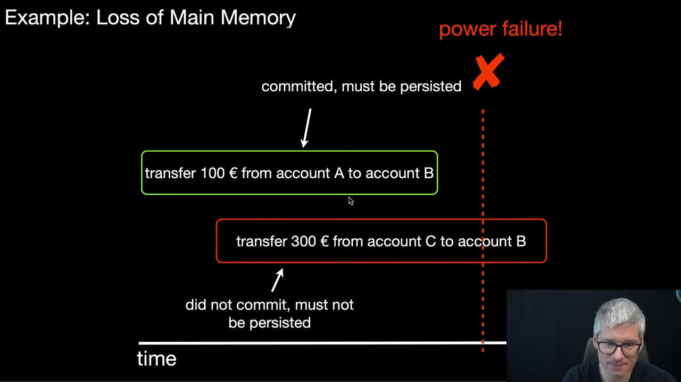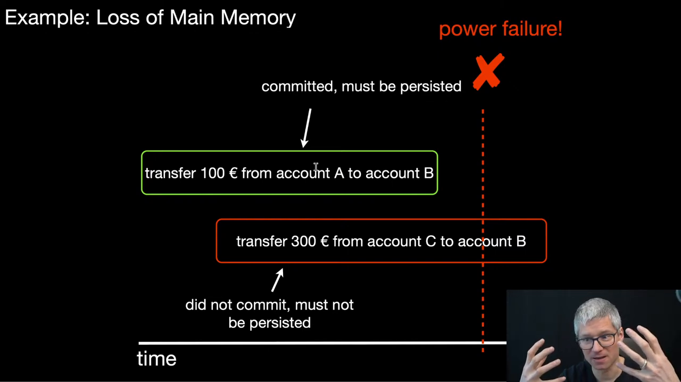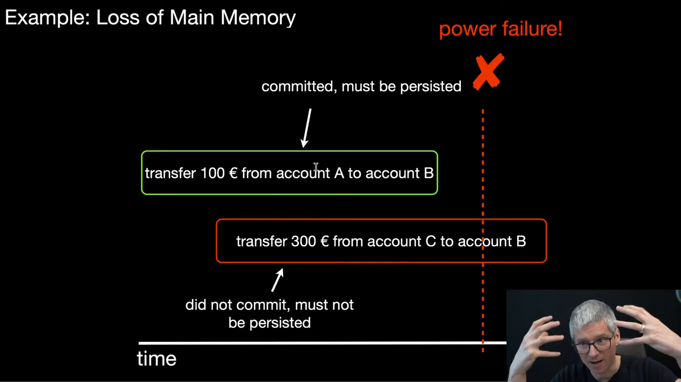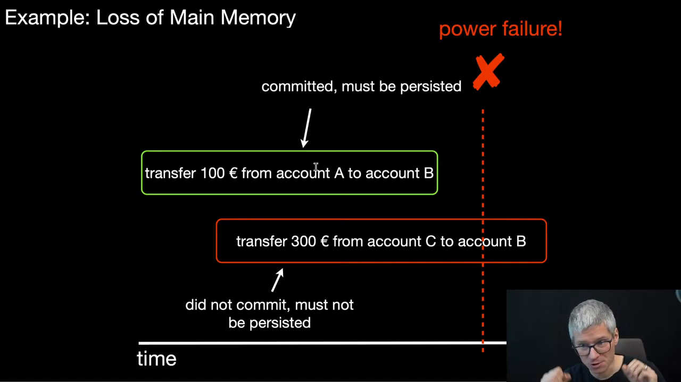Here's an example, very similar to the previous one, just the type of scenario is different. Assume the crash is due to a power failure. What happens? For both transactions, you may have to do something. That's important to understand, because even though this green transaction committed, we don't really know at this point in time whether the changes done by that green transaction are only available in main memory, or whether the database system actually pushed them to a persistent medium, to disk or SSD or whatever. At this point, we don't really know.